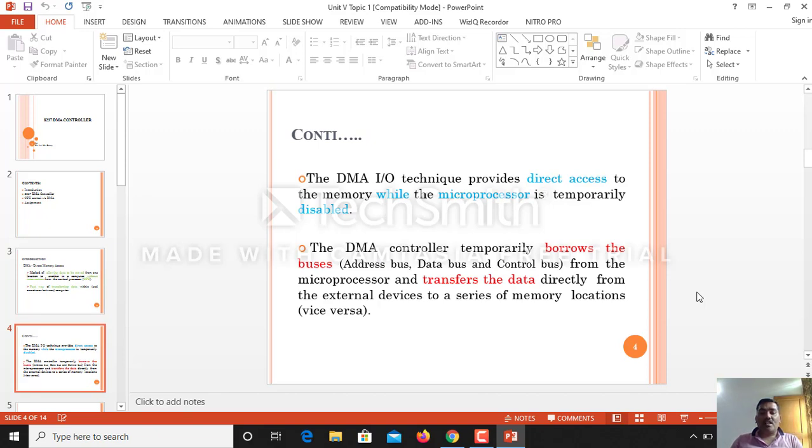DMA input-output techniques provide direct access to the memory while the microprocessor is temporarily disabled. The DMA controller temporarily borrows the buses, address bus, data bus, and control bus, from the microprocessor and transfers the data directly from the external device to a series of memory locations, and the same process is performed vice versa.